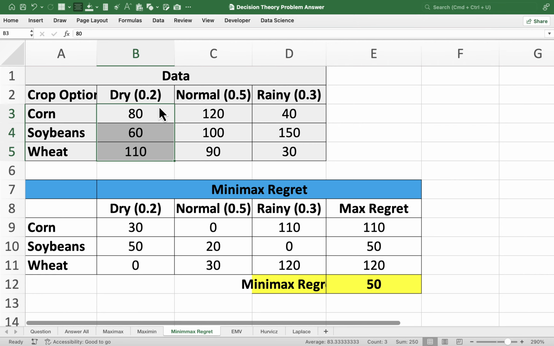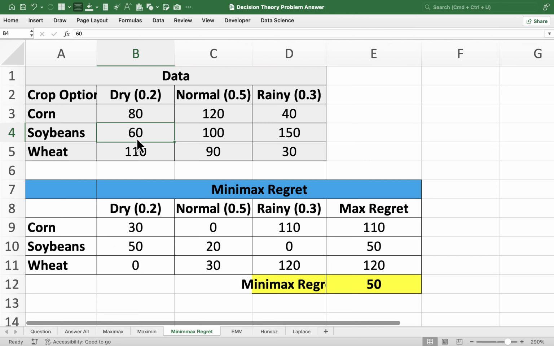In the dry season, we have these options. For corn, expected payoff is 80,000, for soybeans 60,000, and for wheat 110,000. If a farmer chooses soybeans with an expected payoff of $60,000, and the best possible outcome could be 110,000 from wheat, the potential loss would be 110,000 minus 60,000. So that's opportunity loss. The first step to do minimax regret is to make a regret table.